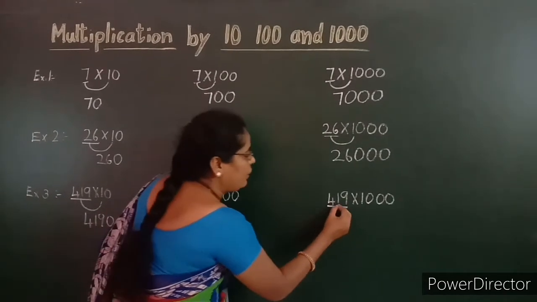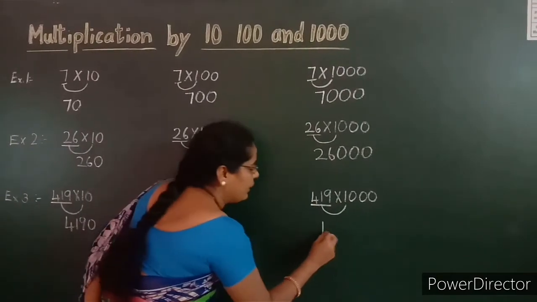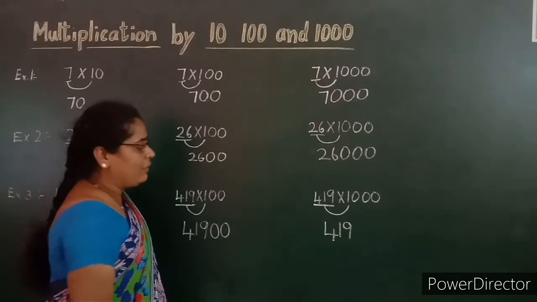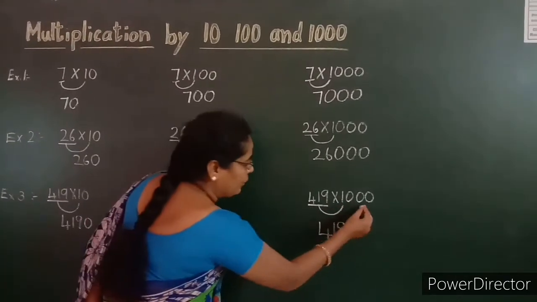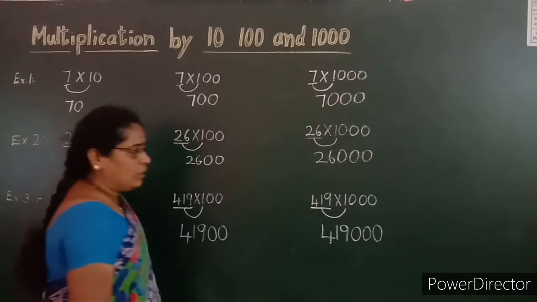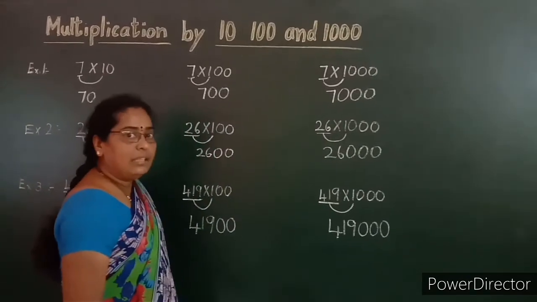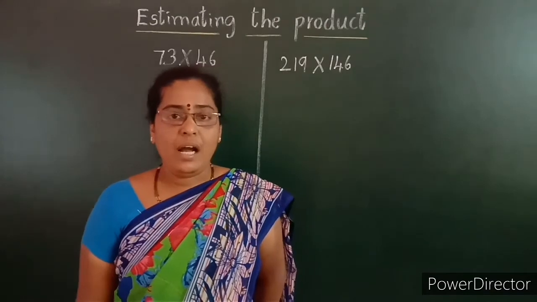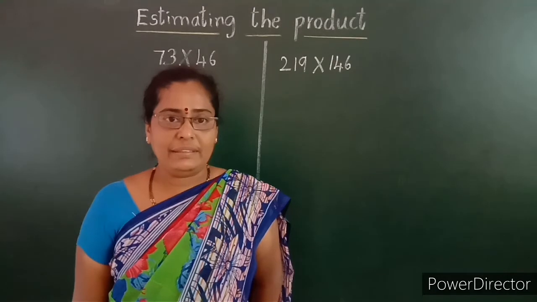First you multiply 419 into 1. That is 419. When we multiply any number by 1, our answer is the number itself. Then you write the number of zeros. So our answer is 419,000. Children, you have already learned how to estimate the sum and difference.